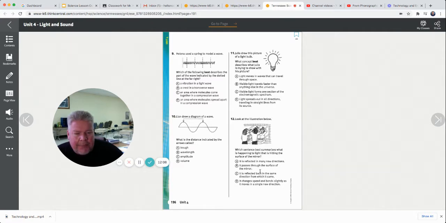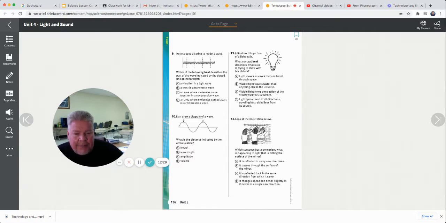If it was a piece of aluminum foil that was crumpled, we looked at that example in one of our lessons, it might reflect the light, but it would reflect it in a lot of directions. And so you couldn't see your reflection in a piece of crumpled aluminum foil very well. Surely not as well as you could in a mirror. So this answer to number 12 is C.